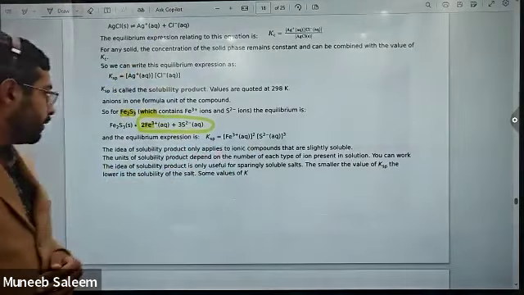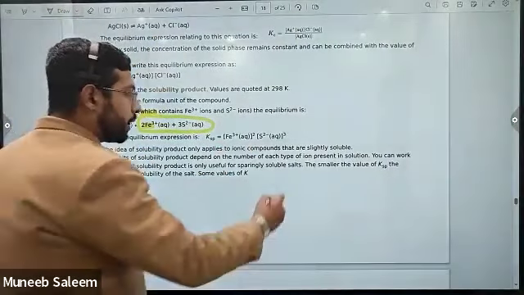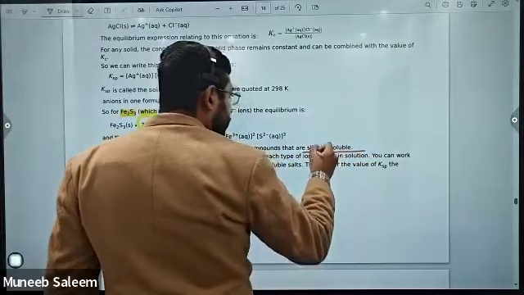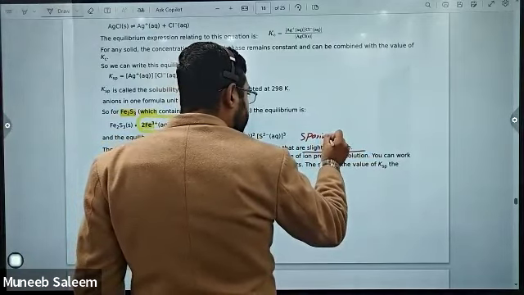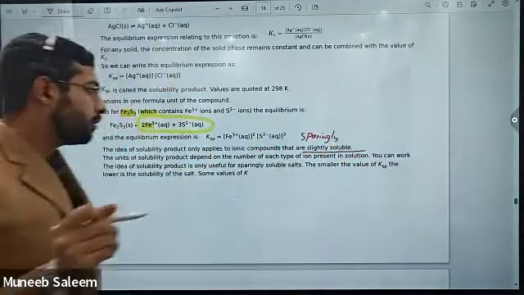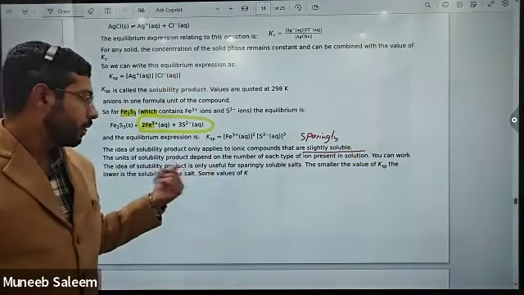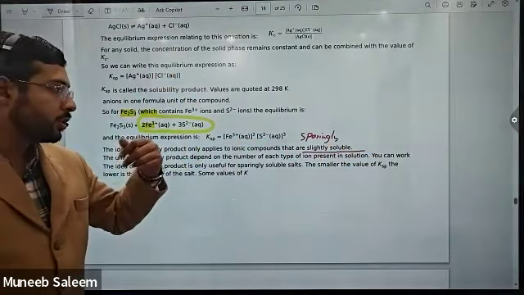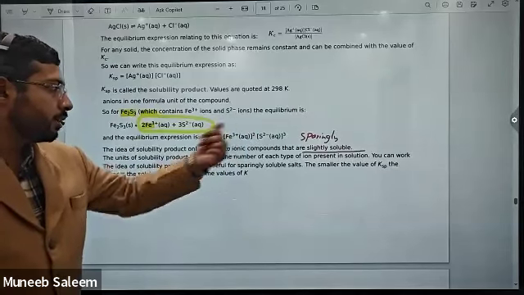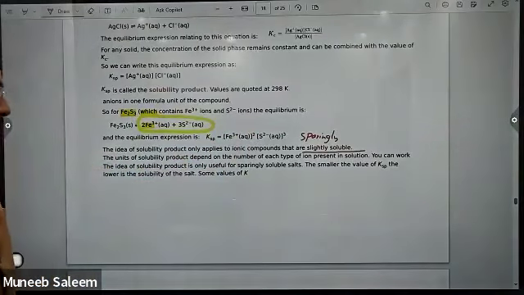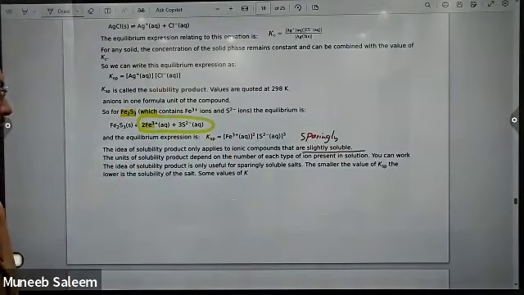So here is the KSP. The idea of solubility product only applies to ionic compounds that are slightly soluble. Slightly soluble means sparingly soluble. The units of solubility product depend upon the type of ions present in a solution. Since the expression has the square of the Fe3+ ion and the cube of the S2- ion, we need to find the units of this KSP if required.